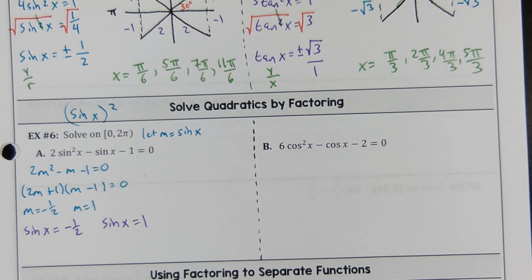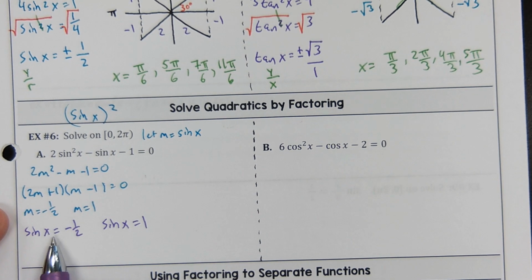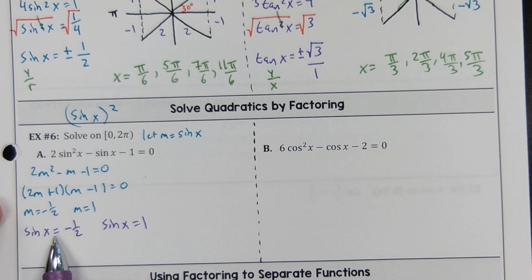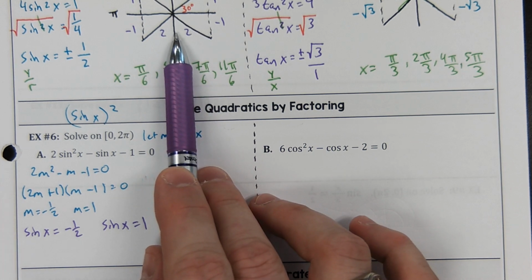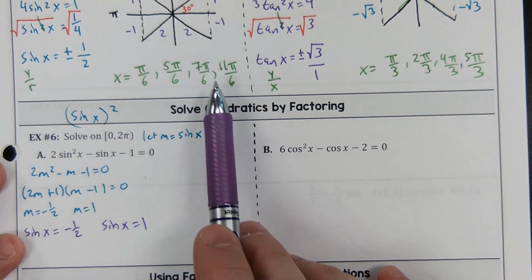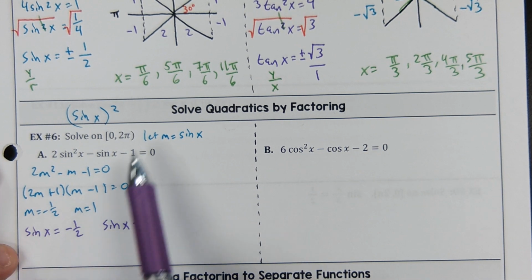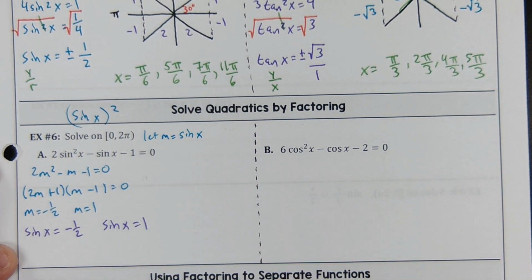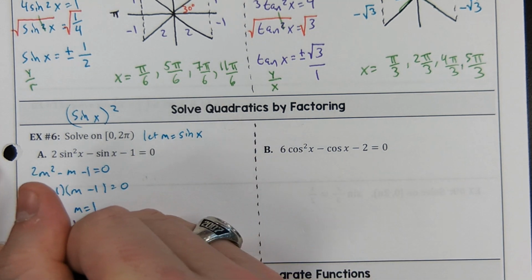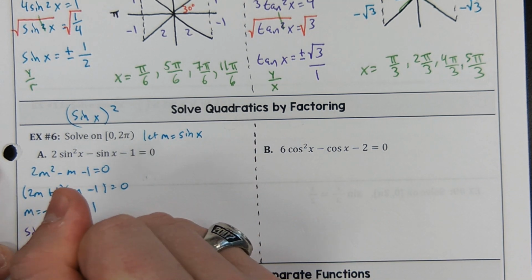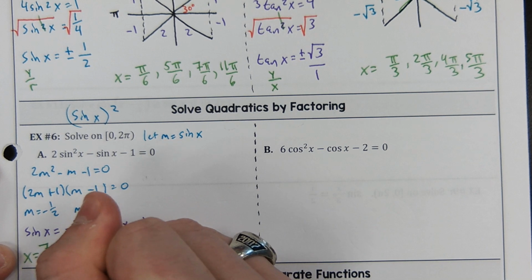Otherwise, I would have drawn my quadrants and I would have asked you which 2 quadrants is sine negative in, and you all would have shouted, because you're all listening, which 2 quadrants is sine negative in? 3 and 4. So it would have been these last 2 answers here. As if we had our unit circle memorized, we can see that those 2 results are here and here. 7 pi over 6 and 11 pi over 6.